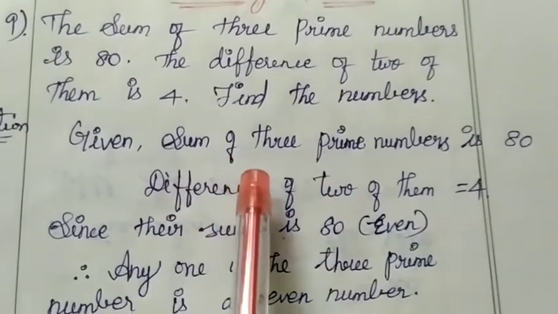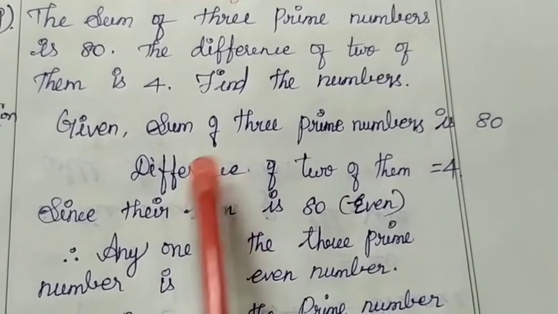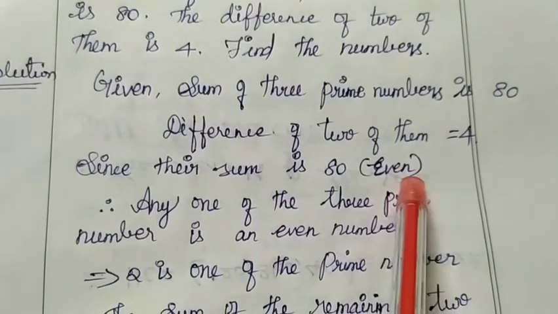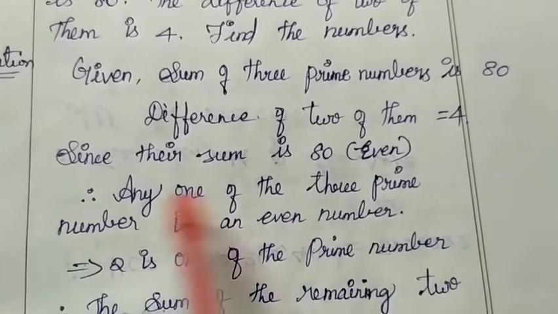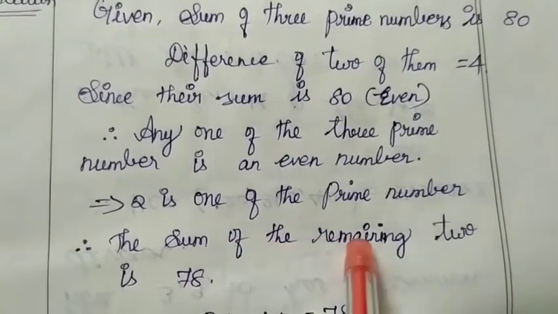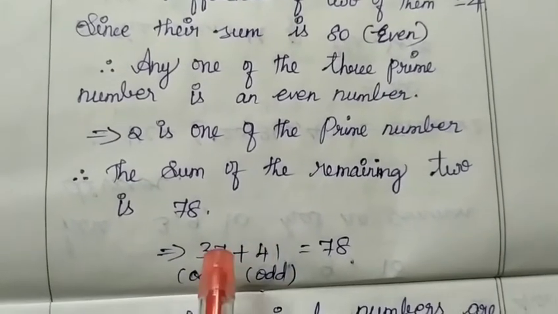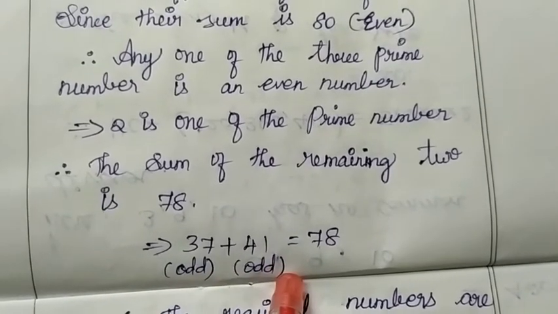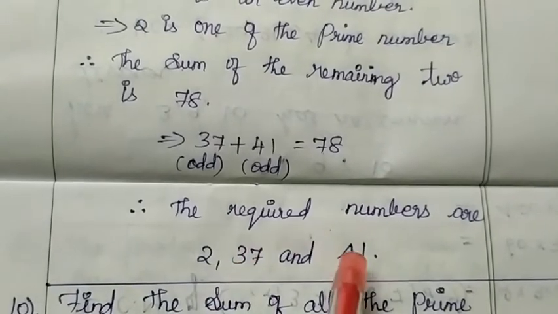See this. Okay, take what is given and write. Sum of 3 prime numbers is 80. Difference of two of them is 4. And since their sum is 80, an even number, any one of the 3 prime numbers is an even number. Okay, 2 is one of the prime numbers. The sum of the remaining 2 is 78. So 78, how can we find? 37 plus 41 equals 78. So both numbers are odd numbers. So therefore the required numbers are 2, 37 and 41.